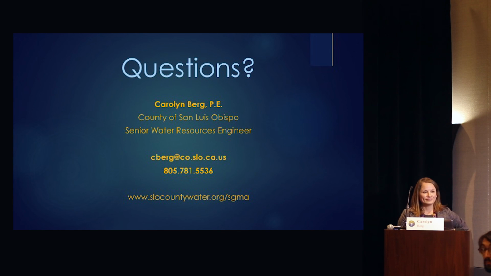Question? Could you have separated the two votes? In other words, had the vote for the special district first and then the SGMA funding second, and do you think that might have helped the process?